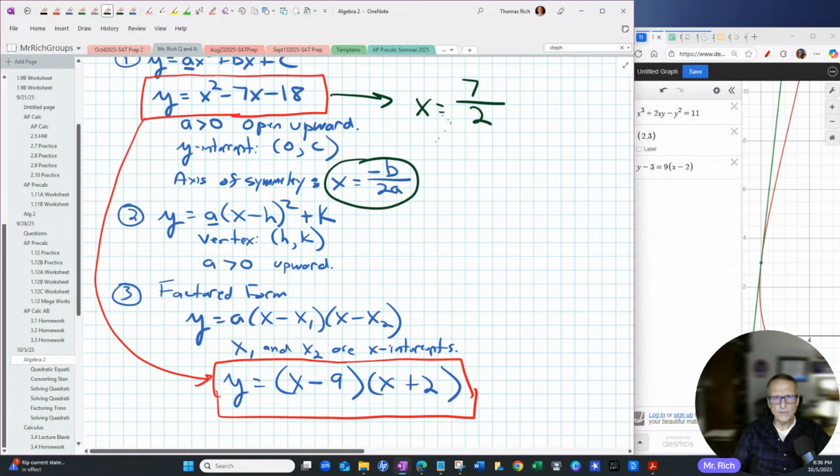Now I'm going to plug that into the function for x and see what the y coordinate is. So that would be 7/2 squared minus 7 times 7/2.